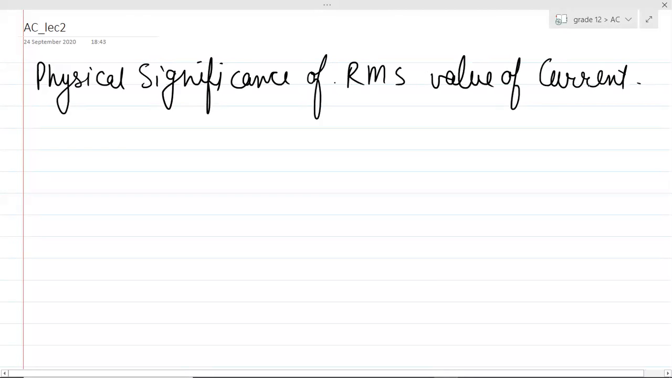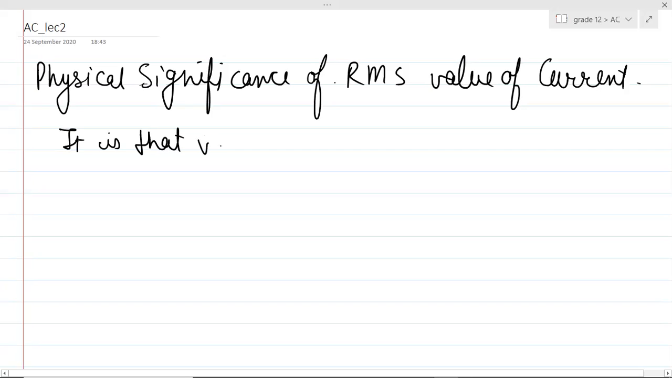Right? It was that value of DC for which the same charge flows in the circuit in the same time interval, right? Yes. Similarly, this is also the same thing, but with a difference.